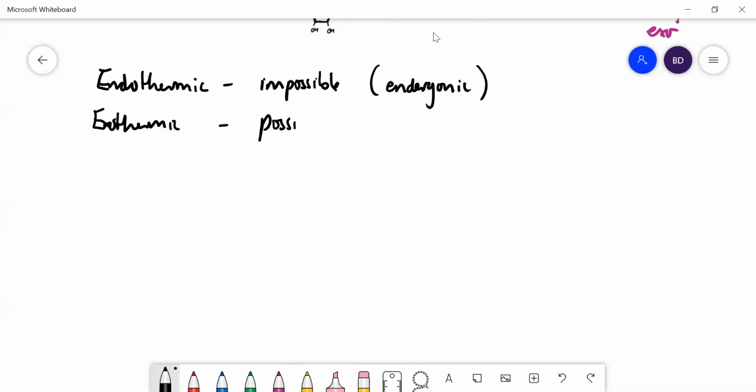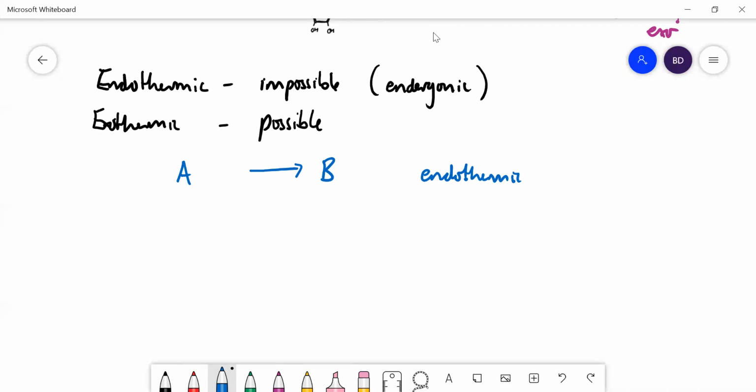possible. So in a cell, let's say you want to turn A into B. You want to make something. Cells are always making new things. That's what metabolism is all about. And if that is an endothermic reaction, that is impossible.